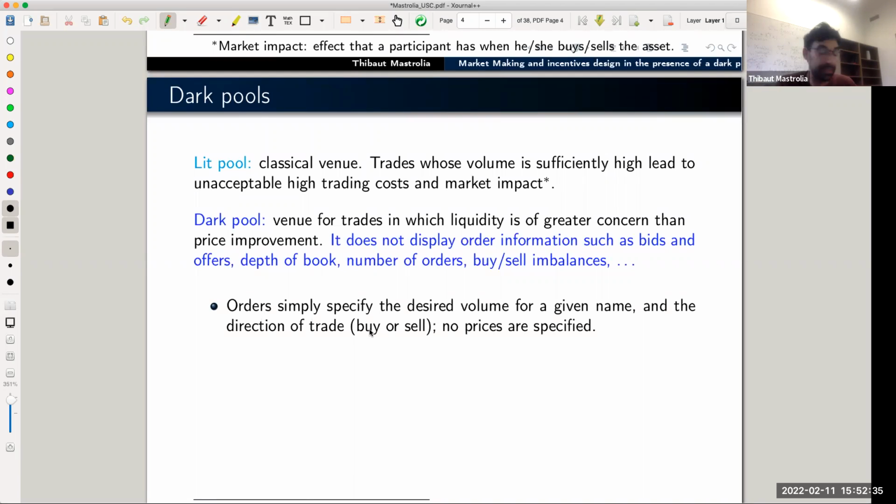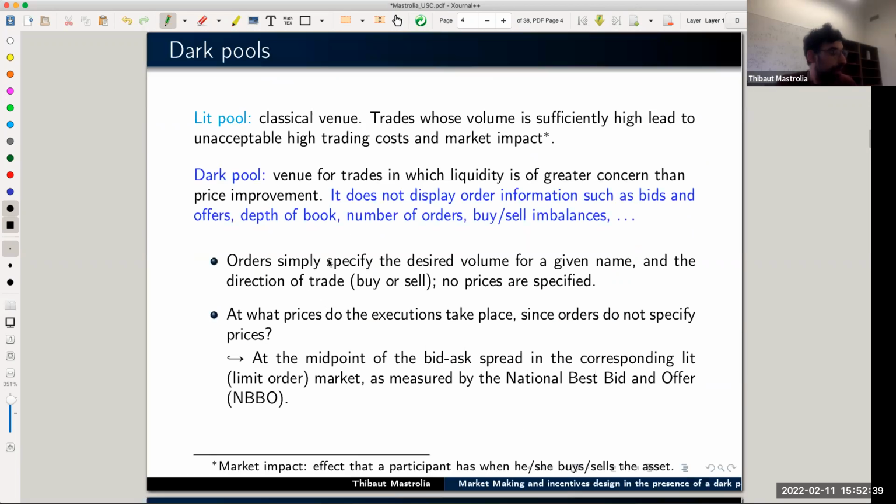So the rule is the following. This is the rule of the NBBO, for example. We assume that in a dark pool, the execution price takes place at the mid price between the bid and ask in the lit pool. For the transactions, they compare the lit pools, any lit pool, and they determine the mid price, which is among a panel of lit pools. And this mid price will be the execution price in the dark pool.